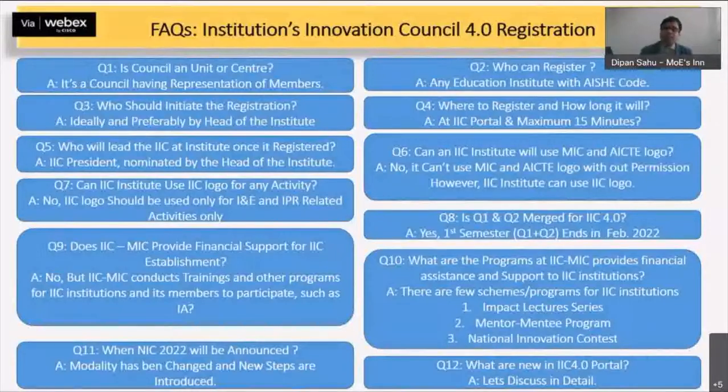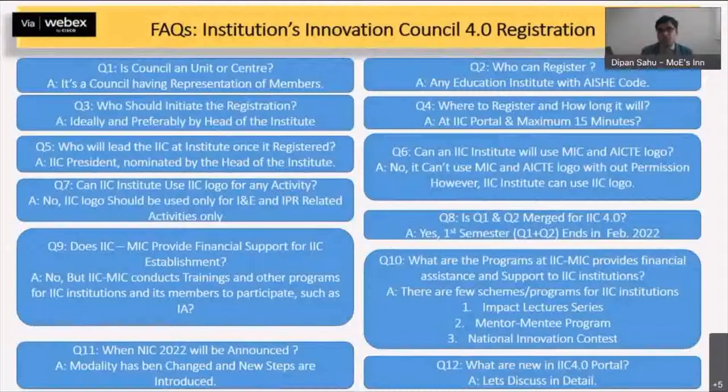There we invite all these IIC members to participate, and also we provide them handhold support, and also we float certain programs like impact lecture program, mentor mentee program, and national innovation contest. There we provide financial support to the institutions, but not for the IIC institute, not for the establishment of IIC, but for executing that program.